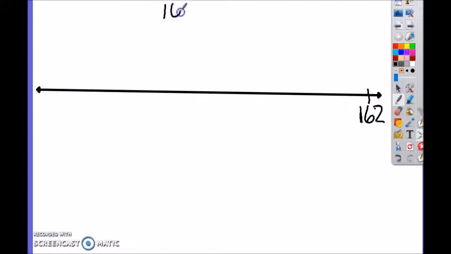We're going to go ahead and write the number problem at the top. 162 minus 38 equals what? We know that 38 is a pretty big number, so let's go ahead and jump by tens and see where that gets us. We go ahead and draw a tens rod and jump back 10. So from 162 we go to 152.